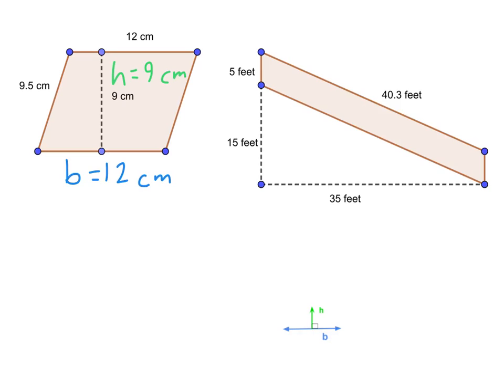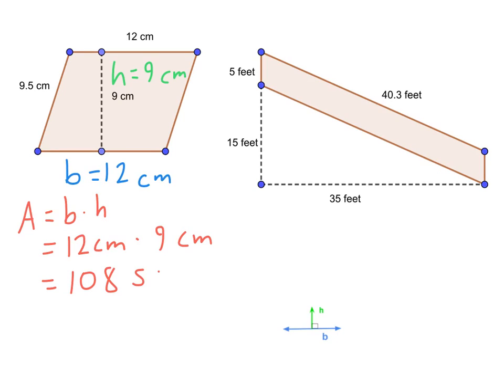So when it comes time to find area, area equals base times height. That's going to be 12 centimeters times 9 centimeters. Multiplying that out, that's going to be 108 square centimeters. Notice something. We never used that number. That number wasn't helpful to us at all. And that's going to happen in some of these parallelogram problems. You're going to have some extra numbers that you don't use. We're about to see that again.